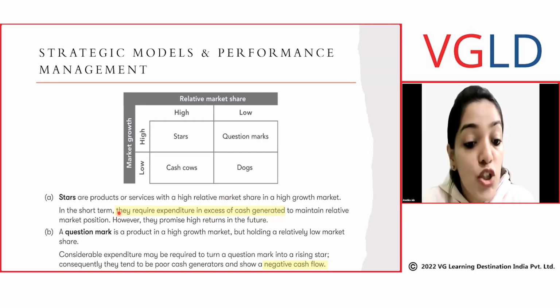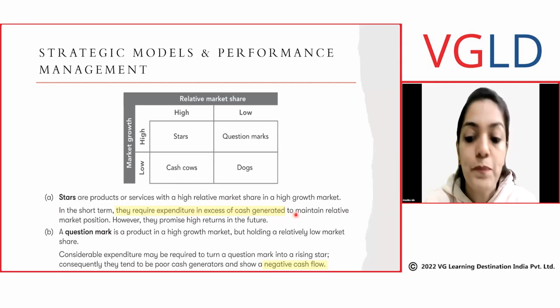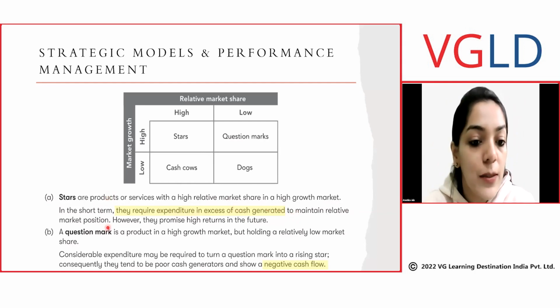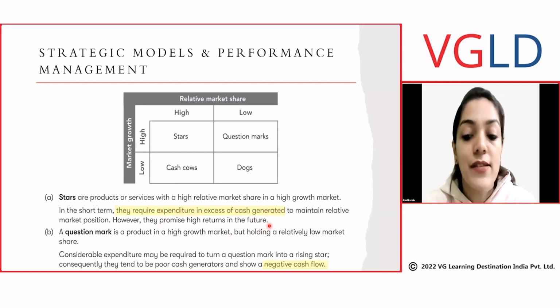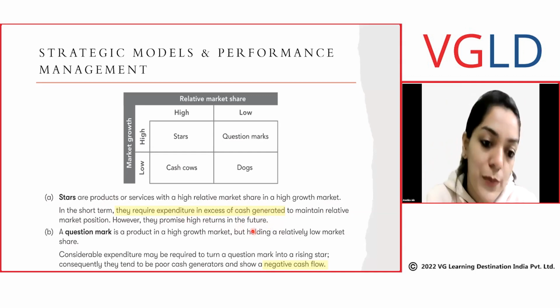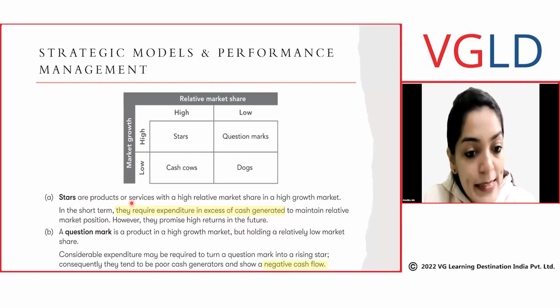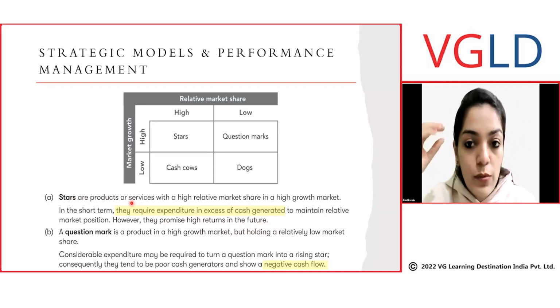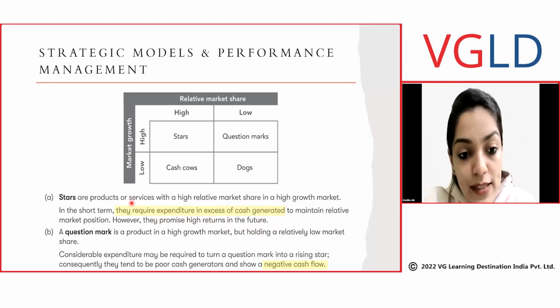Okay, so in the short term, they require expenditure in excess of cash generated, to maintain a relative market position. However, they promise high returns in the future. Obviously, that is the reason they are changing their focus now, that they expect high returns from FMCG in the future rather than from tobacco. I hope this is clear. Star, is it fine? Can you relate it with the example we have discussed, ITC and FMCG as the star?